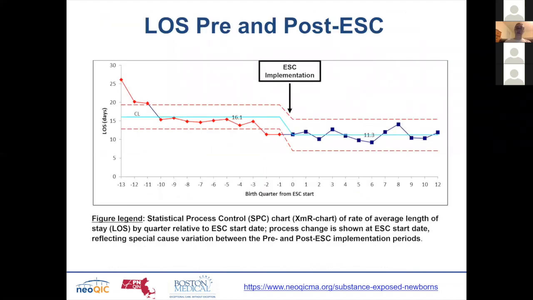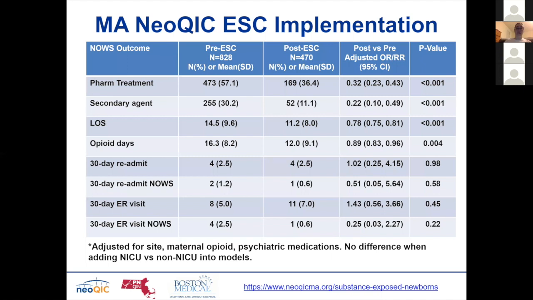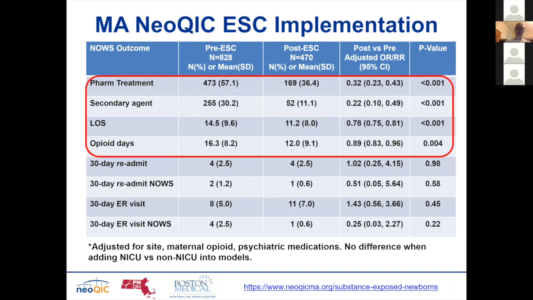And same thing with length of stay. We saw about a 5-day drop, but again, you can see that it really started about 6 months prior to when hospitals formally switched their assessment tool. These are the regression modeling results. And so you can see that all of the results were statistically significant for all of our key outcome measures here: drop in length of stay, drop in need for secondary agents such as phenobarbital, drop in opiate treatment days. And very important, the bottom line here is that we did not see any increase in readmissions or ER visits within 30 days of discharge, which was reassuring.